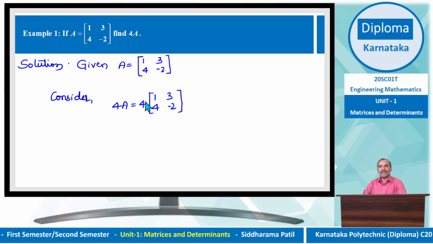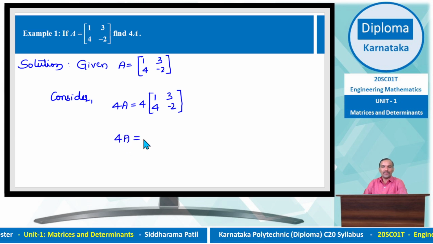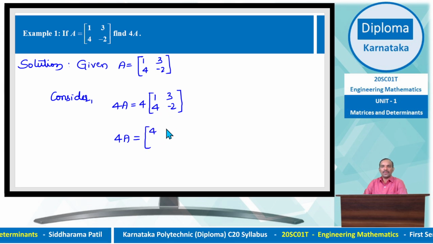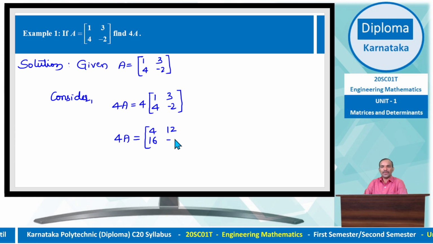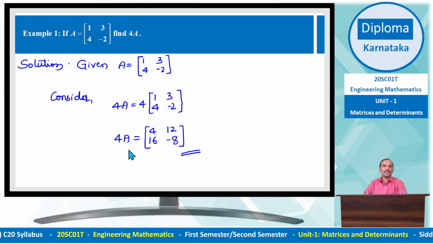Here what we can do is multiply all elements by 4, that is 4A is equal to 4 into 1, 4; 4 3s are 12, 4 4s are 16, 4 into minus 2 is minus 8. This is the required answer for example 1.